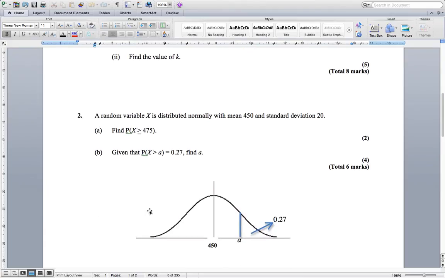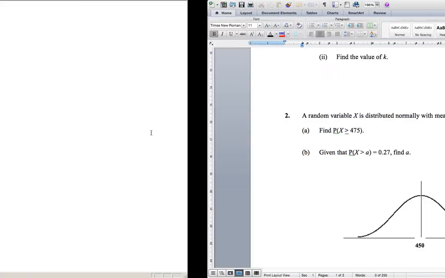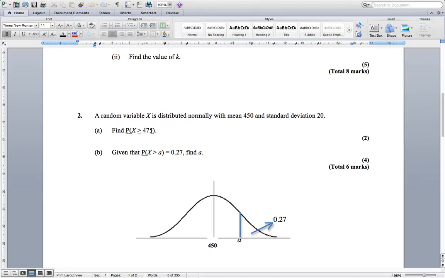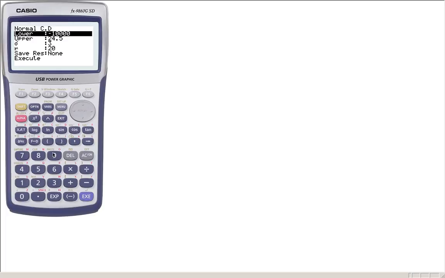A random variable x is distributed normally with mean 450 and standard deviation 20. Find P of x greater than or equal to 475. In this case, I need to find the probability that x is greater than or equal to 475, so I have to use NCD. So distribution, normal, NCD. Since I need to find x greater than or equal to 475, 475 will be the lower limit. So I'll press 475, execute.